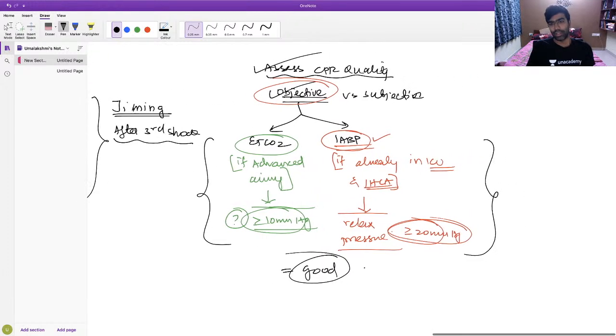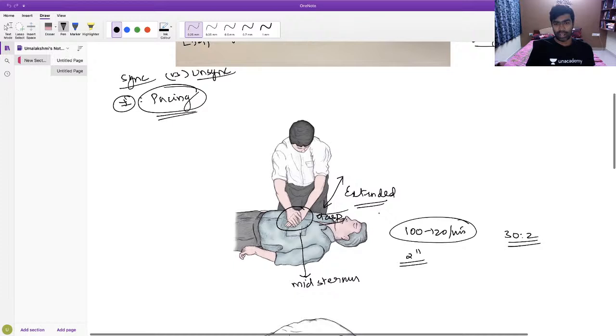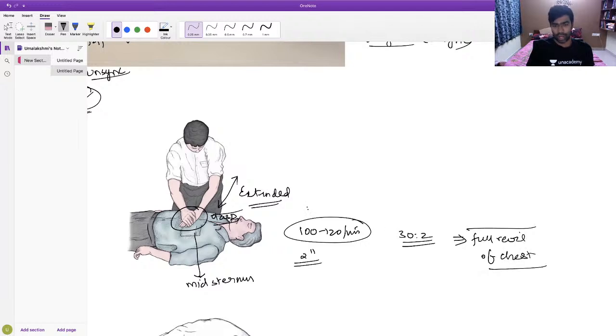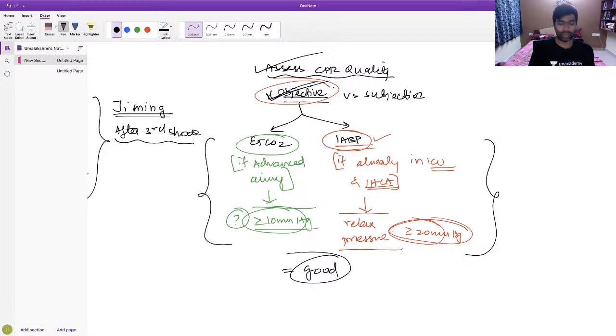And more importantly, one more thing which I want to tell is, whenever you are giving chest compression, which I've told you clearly, you need to also be sure that you achieve full recoil of the chest. That's very important. This is a subjective way of telling a CPR quality: full recoil of the chest, giving 100 to 120 compressions per minute, giving a 30:2 ratio, giving 2 inches of depth, and achieving a full recoil of the chest before going for the next compression. All these things tell you that it's a good CPR by subjective assessment, but still guidelines are telling that whenever you can find out the CPR quality objectively, that becomes really, really important.